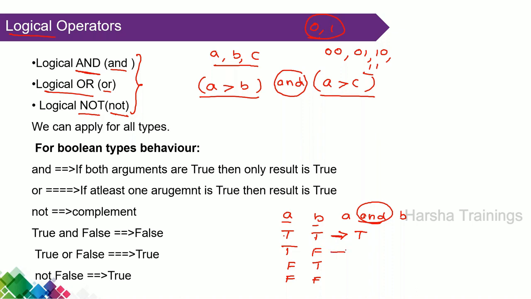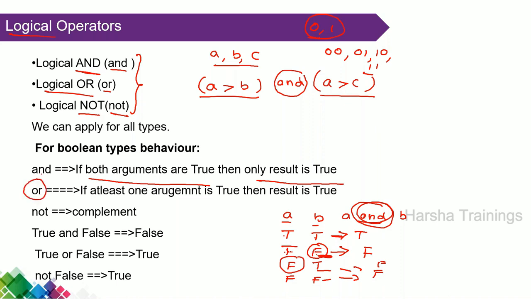In the and operation, if the first one is true, you need to check the second one. True and false, the answer is false. Here the first one is false, so there is no need to check the second expression. Why? Only if both are true is the answer true. If the first one is false, whether the second one is true or false, the answer is obviously false. So the result of the and operation is true only if both the arguments are true.